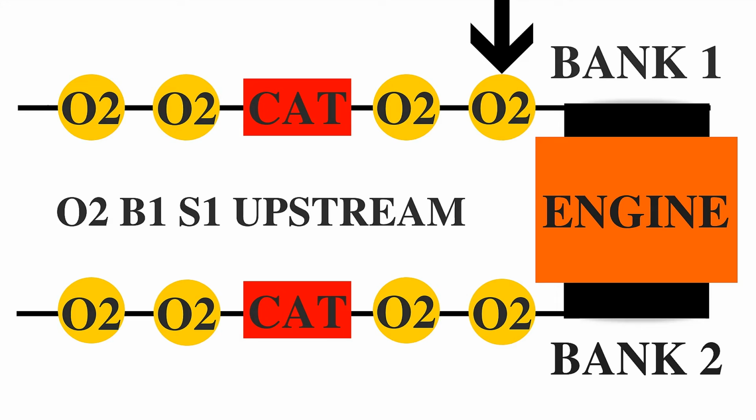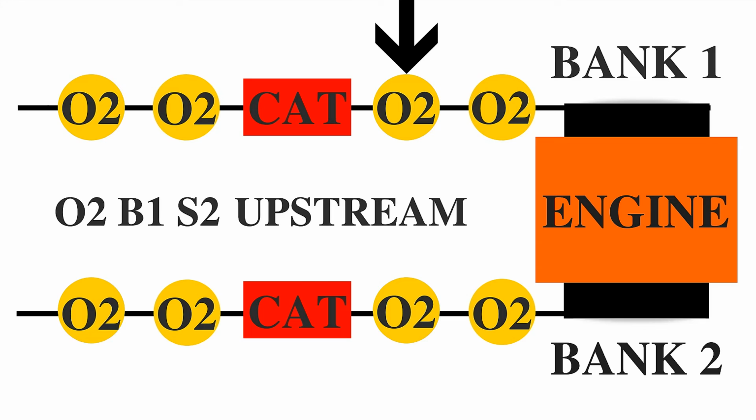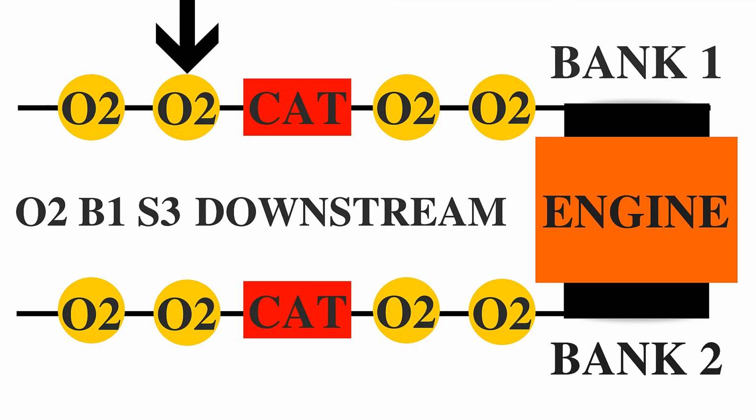Oxygen sensor Bank 1, sensor 1 upstream. Oxygen sensor Bank 1, sensor 2 upstream. Oxygen sensor Bank 1, sensor 3 downstream. Oxygen sensor Bank 1, sensor 4 downstream.